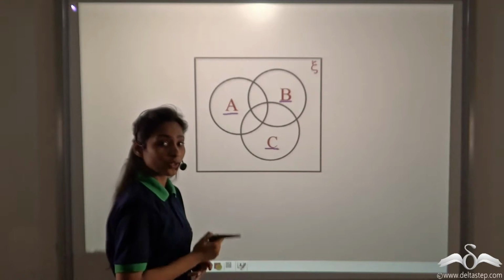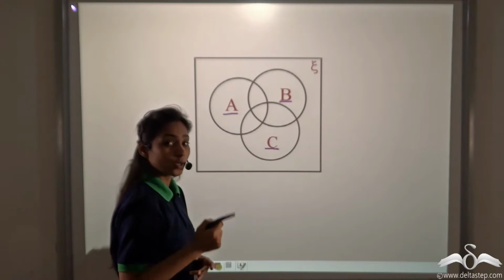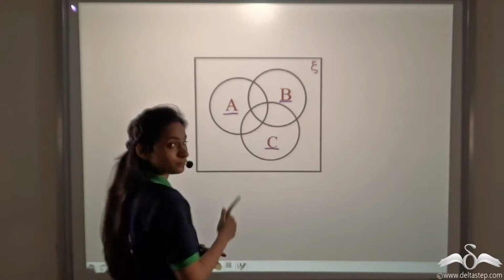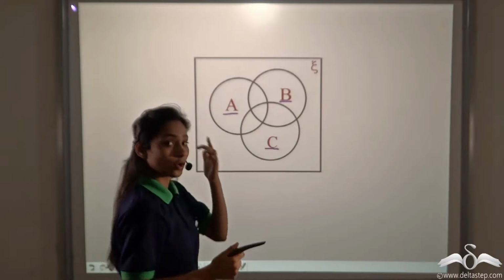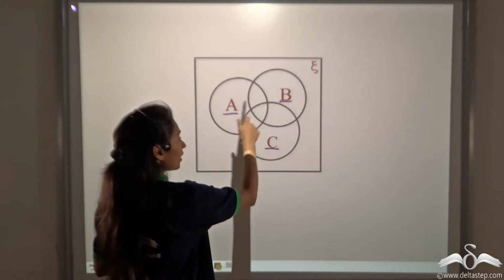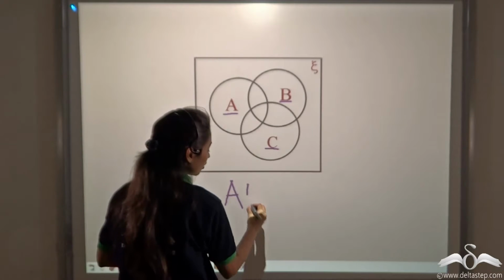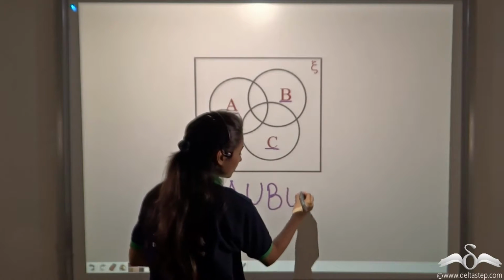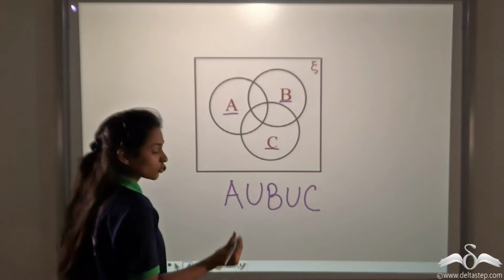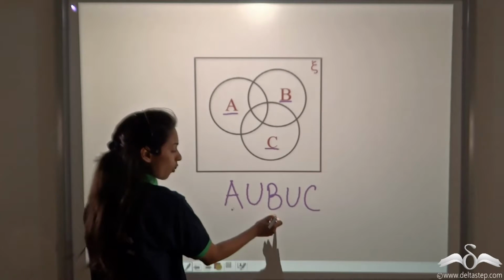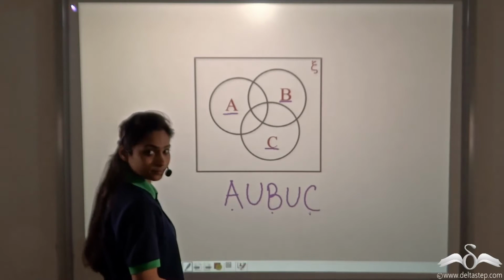Now what she had to do? She had to find out who did not like any of them. So first she found out how many students like either A, either B or C. So she found out A union B union C. That is, students who either liked apples or bananas or at least cherries.